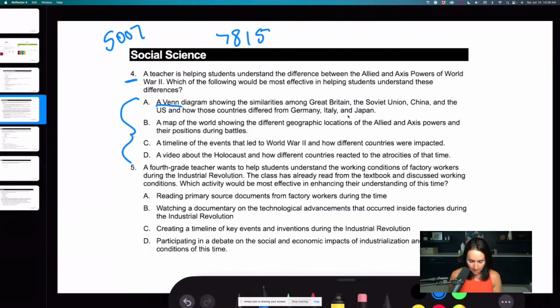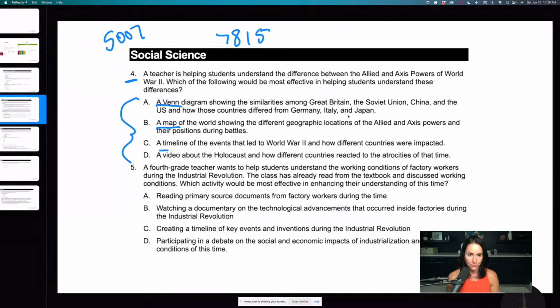So I have a Venn diagram, a map, a timeline, and a video. So a lot of times you'll see these patterns when they're showing you things. So just pay attention. We're just looking. Okay, we got graphic organizers, things students are going to take the abstract of something and turn it into concrete, right? And then it says showing similarities. We've got to show different geographic, a timeline is going to show the events, and a video about the Holocaust.